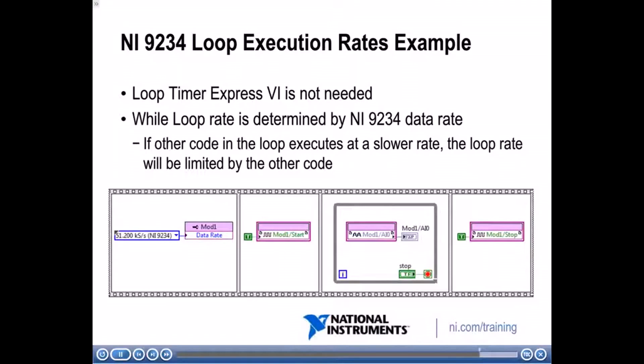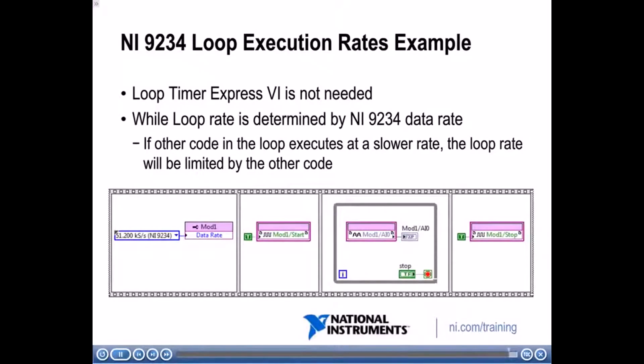One thing to keep in mind is the data rate property will set how often the module will acquire data. However, if we take a look at that while loop and we have some other code in there that takes longer to execute and makes that loop run at a slower rate, now the loop rate is actually being slowed down by the other code inside that loop. So just keep that in mind. But in this case, we don't have any other code in there, so that while loop is actually going to execute at a rate of 51.2 kilosamples per second.